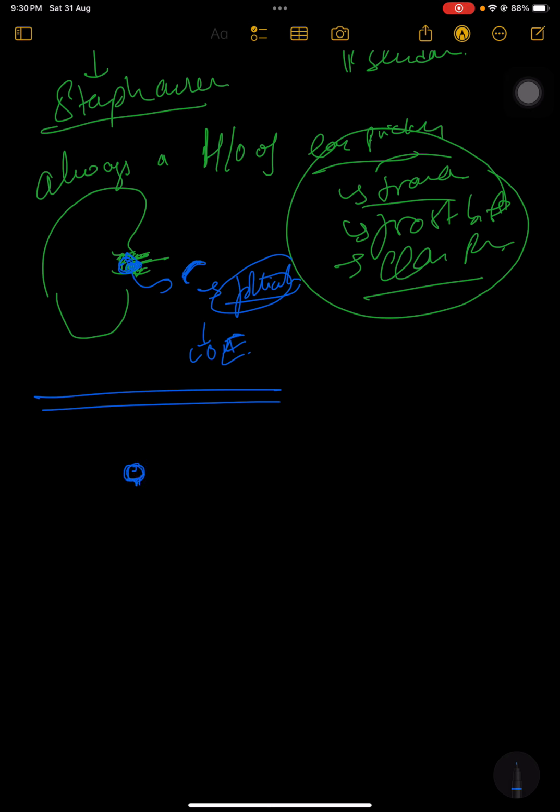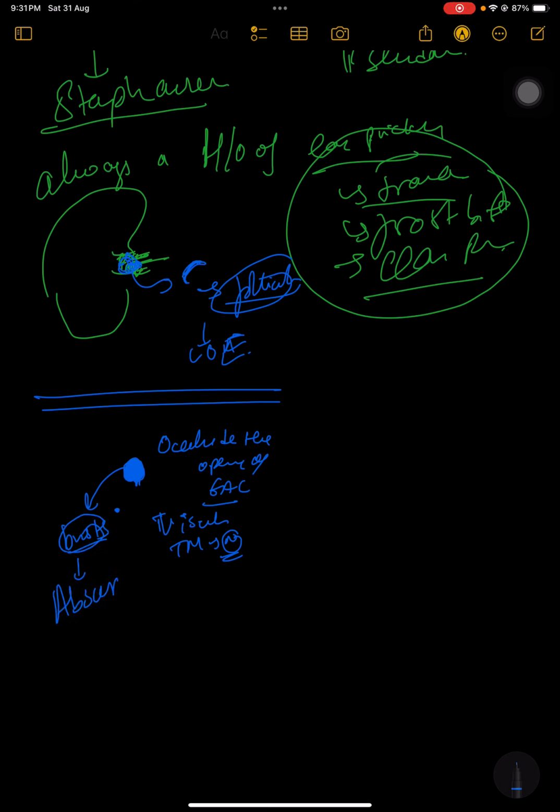Sometimes this swelling is self-resolving. You don't need to do anything. But the major issue is when the swelling becomes so big that it can occlude the opening of the EAC, and you are not able to visualize the tympanic membrane. If it is small and you are able to visualize it, the tympanic membrane will be normal. If these follicles burst, it will lead to the formation of an abscess.